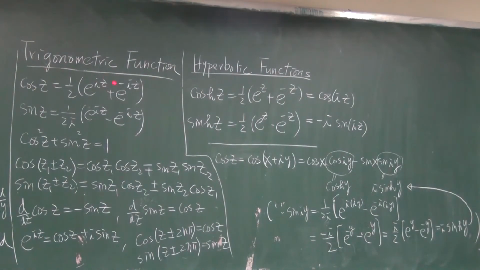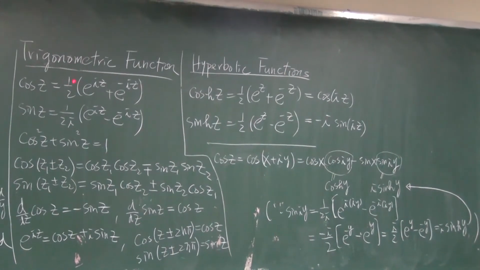One more function is the trigonometric function. The most famous ones are the cosine and sine functions. We have the definition that cosine z equals 1/2 of exponential iz plus exponential minus iz, and sine z equals 1 over 2i times exponential iz minus exponential minus iz.